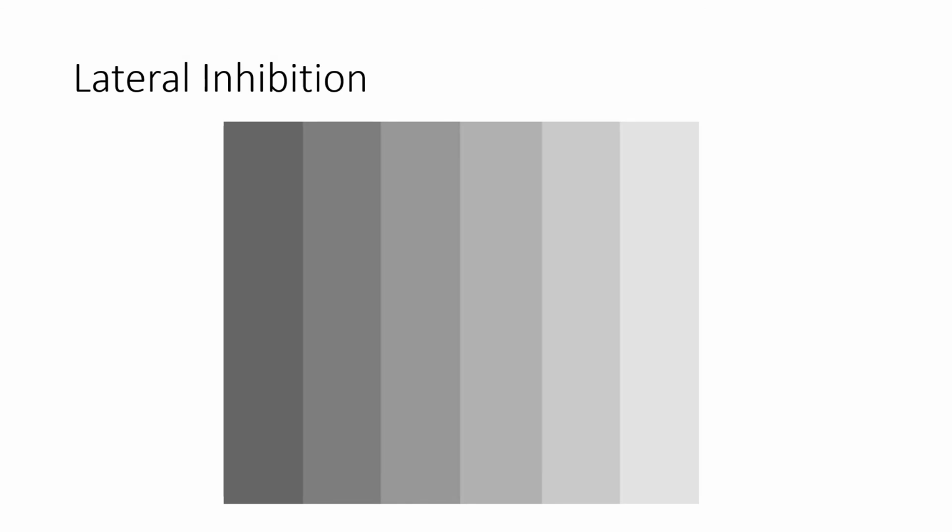Lateral inhibition is important because it helps to increase the contrast between two edges and make objects pop out. Look at the image on the screen. We can see where each shade of gray ends because lateral inhibition accentuates the edges.